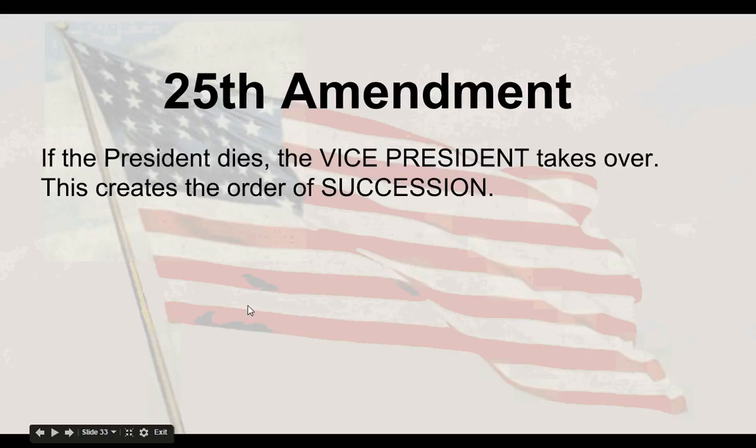The 25th Amendment creates the order of succession. If the president dies, the vice president takes over. If something were to happen to both of them, the Speaker of the House becomes president. The list goes all the way through the president's cabinet. So Paul Ryan, the Speaker of the House from Janesville, is just 2 steps away from becoming president?